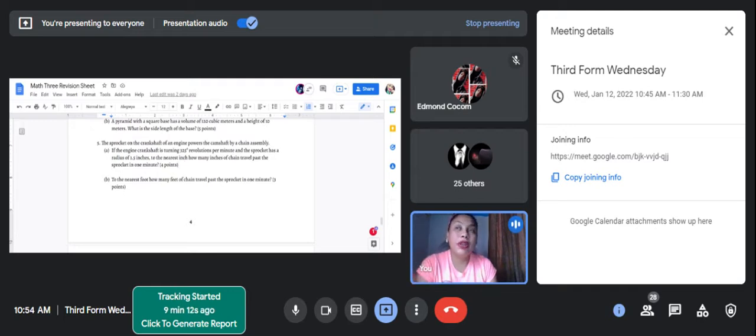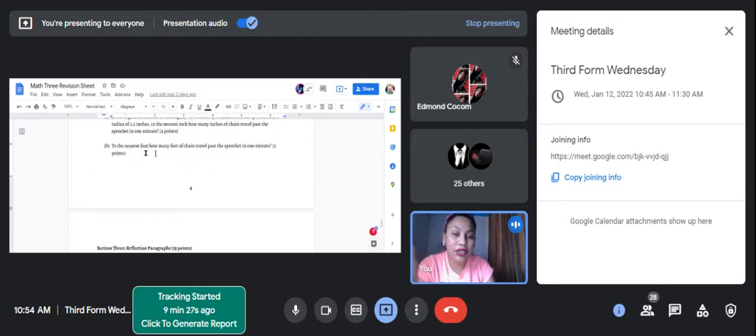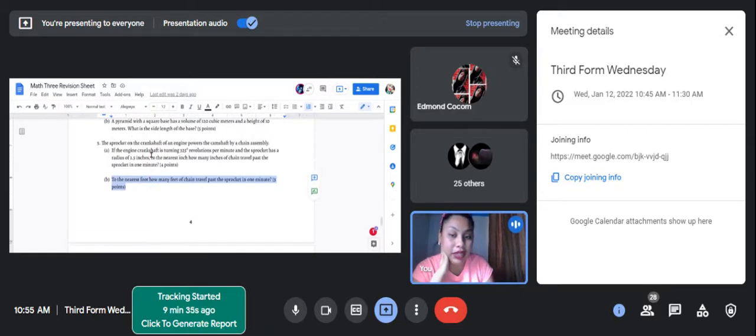In Google Classroom, that was the last week. If you go back to week 6, in Google Classroom or in your package, it has the formula for finding the length of an arc. And then for part B, you would just have to change it. It says, to the nearest foot, how many feet of chain travel past the sprocket in 1 minute.